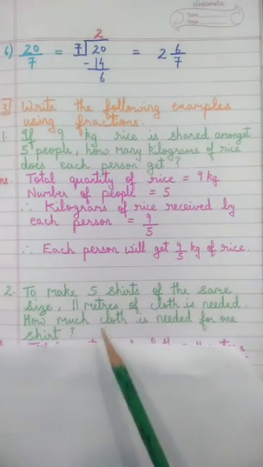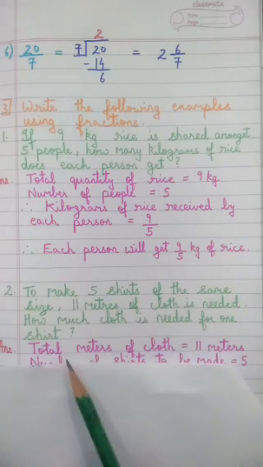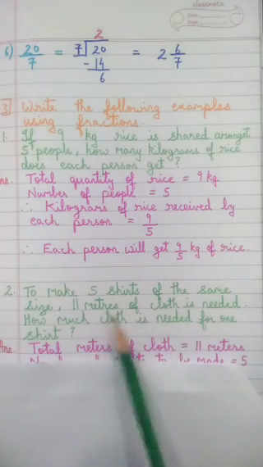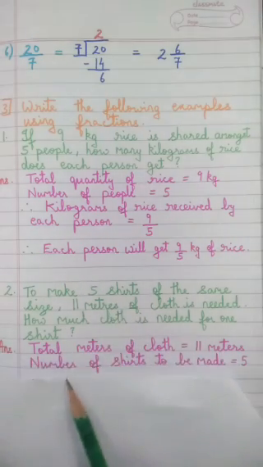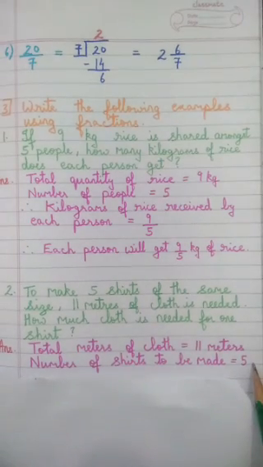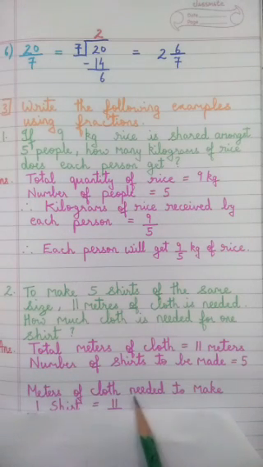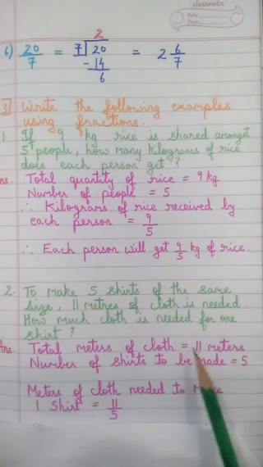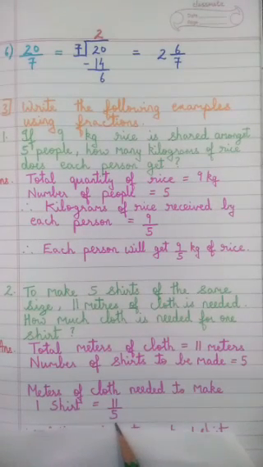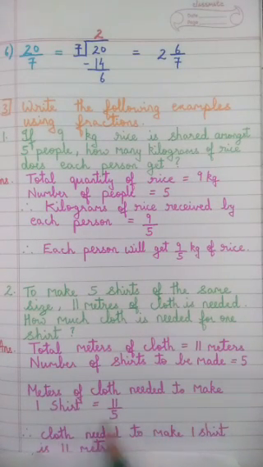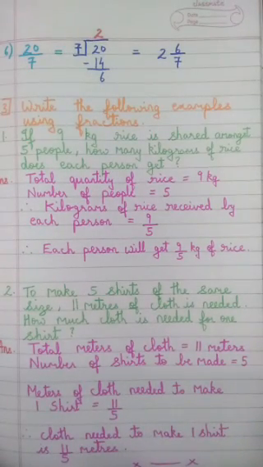So same, what we have to write is first the statements. That is, total meters of cloth is 11 meters. How many shirts are made? Number of shirts to be made is equal to 5. So how much cloth is needed for one shirt? Meters of cloth needed to make one shirt is equal to total 11 divided by 5. Therefore, cloth needed to make one shirt is 11 upon 5 meters. So we have formed this answer in the form of fractions. We have written the answer.